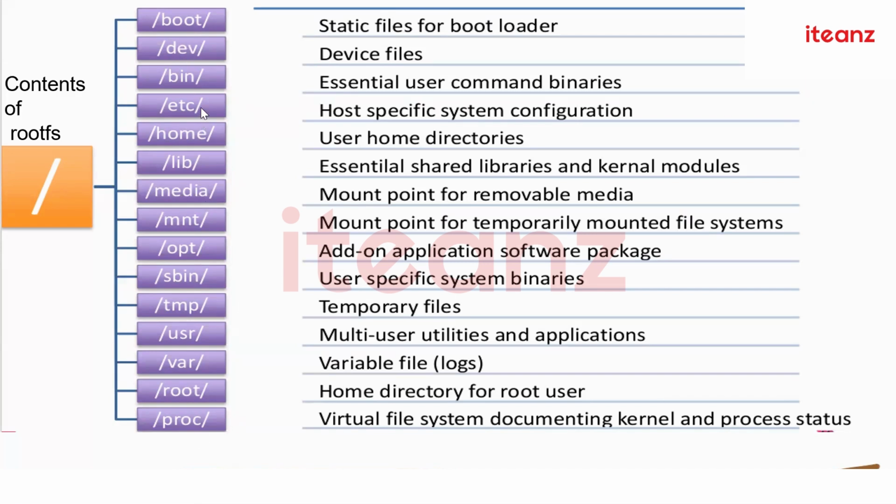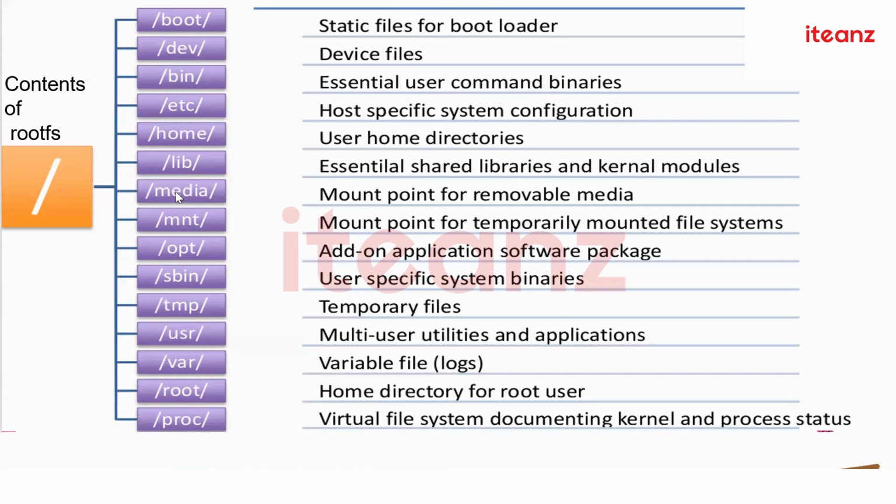Why does every configuration reside in etc? Because it is designed in such a way that host-specific system configuration resides there. Executable binaries are in bin. Dev holds the device files. Boot holds the static files for the bootloader. That's why we don't touch the boot part. Home is the user home directory, whatever directory we create. Lib holds the shared libraries and kernel modules. We don't touch the library part.